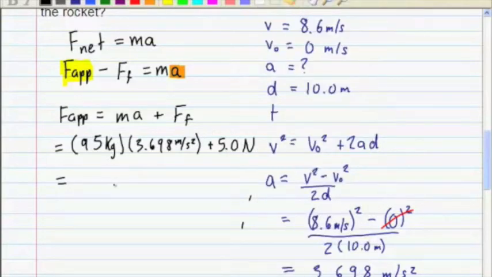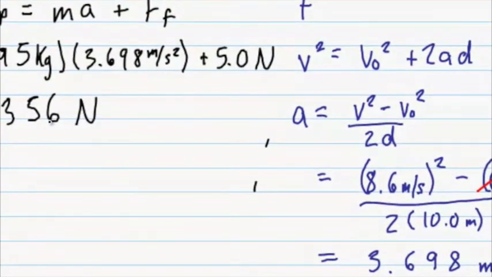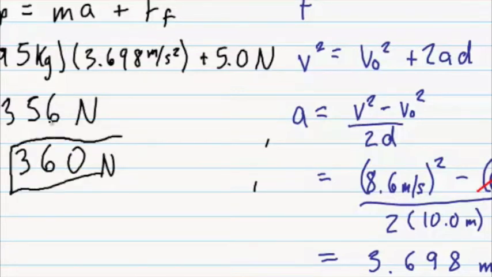So it looks like 356 newtons. Just going to check my sig figs. Looks like I've got 2 sig figs, lots of sig figs, and 2 sig figs. So really this should just round off to 2. So let's call it 360 newtons. Call that my final answer.